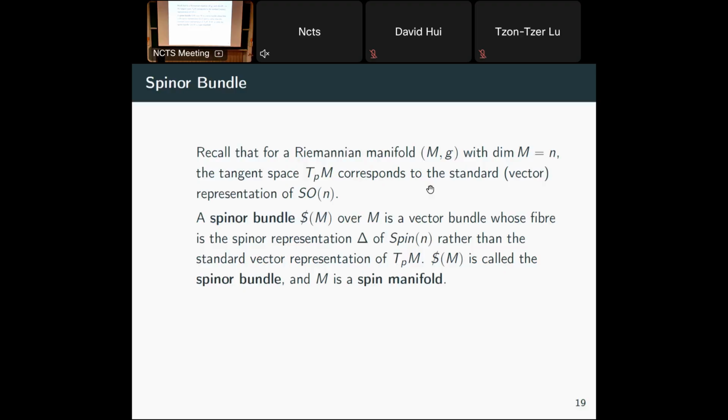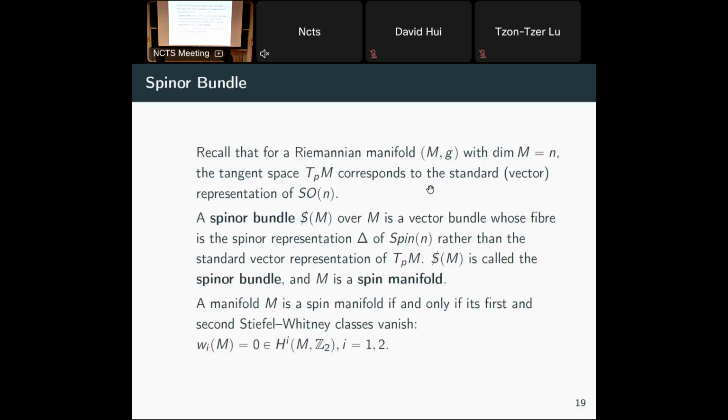If you can lift it globally, then we'll call the manifold a spin manifold, and of course you have the spinor bundle. You cannot always do that. The obstruction is topological. If you have seen characteristic classes, there's the Stiefel-Whitney class, which is a Z2-valued cohomology class. The condition that a manifold is spin, so that you can lift SO(n) to Spin(n) globally and get a spinor bundle, is that the first and second Stiefel-Whitney classes should vanish.